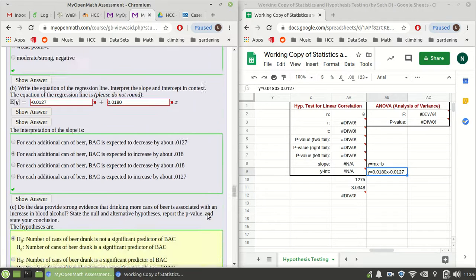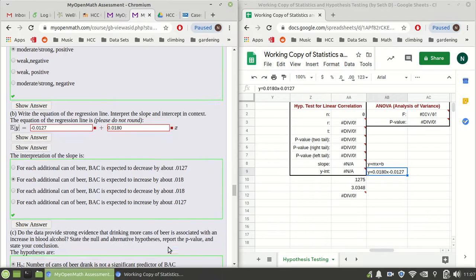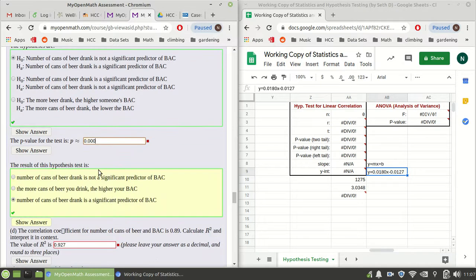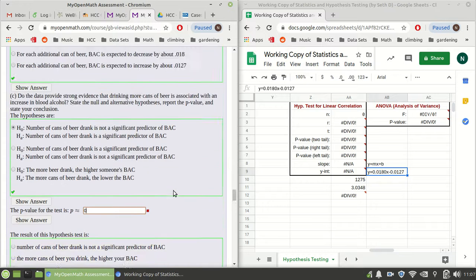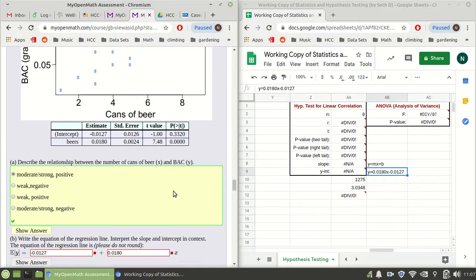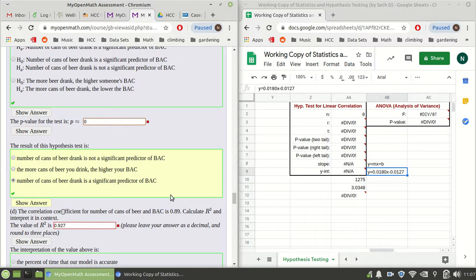So we go back up. What do we do? We go back up and we say our p-value. The p-value for the number of beers drank is this value, 0.00. So I'm going to type that in. I probably don't need that many zeros, just 0. And then our correlation coefficient, right, is r squared. And we can go back up to here to find our correlation coefficient. Oh no, we can't. Oh, here it is. The correlation coefficient for number of cans of beer is 0.89, right?